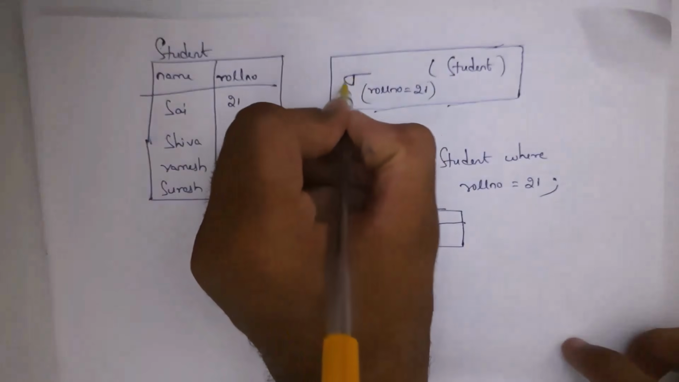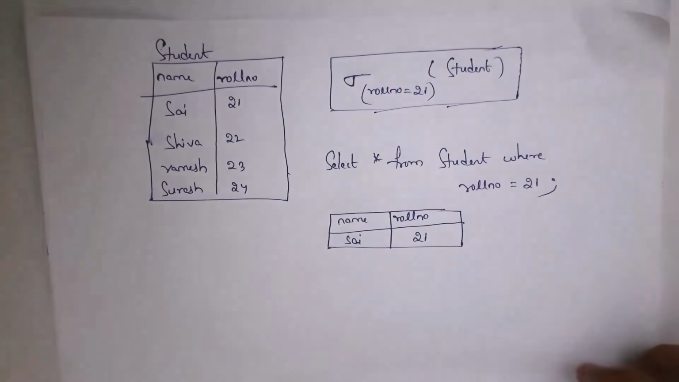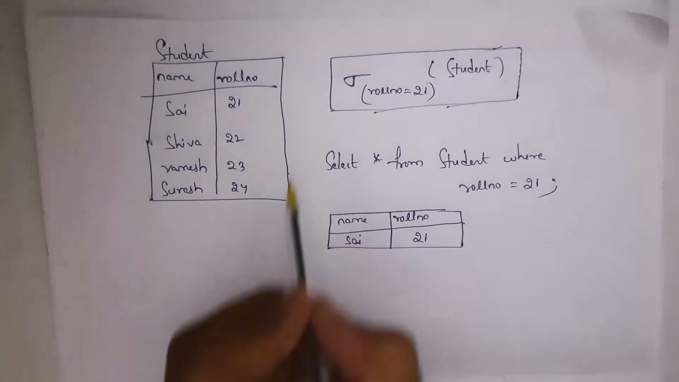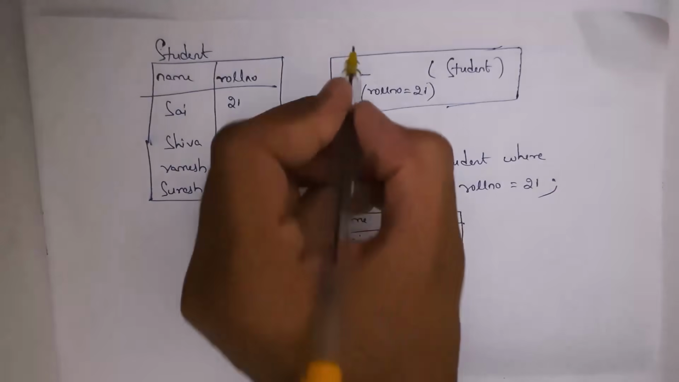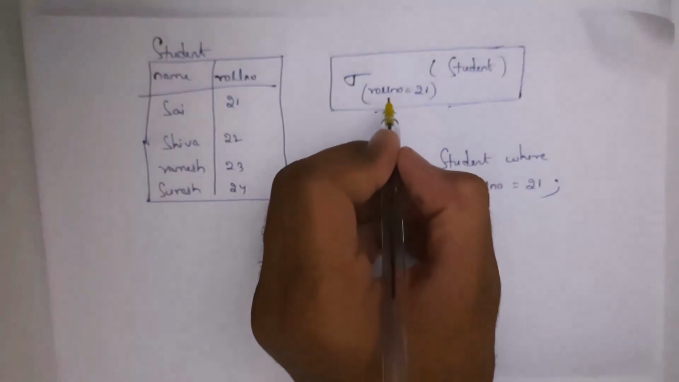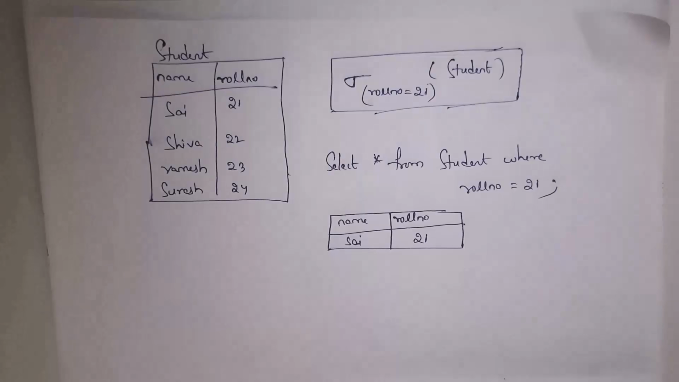Here I have written sigma of roll number equal to 21, and the table name is student. So whenever I write this mathematical operation, I will get output name Sai, roll number 21. Before writing the actual SQL query, at first we need to write the mathematical operation on paper so that writing the SQL query becomes easy. Here I am using the sigma operator, I gave the condition roll number equal to 21, and I gave the table name student, so that the same output will be displayed.